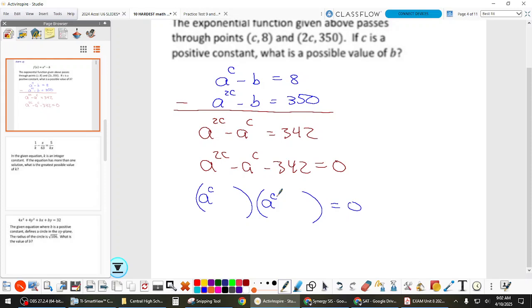What were they? 18, 19. Okay, so he found 18 and 19. So if we're starring this kind of idea, negative 342, 1, and then this is negative 1. So he found we need negative 19, positive 18.